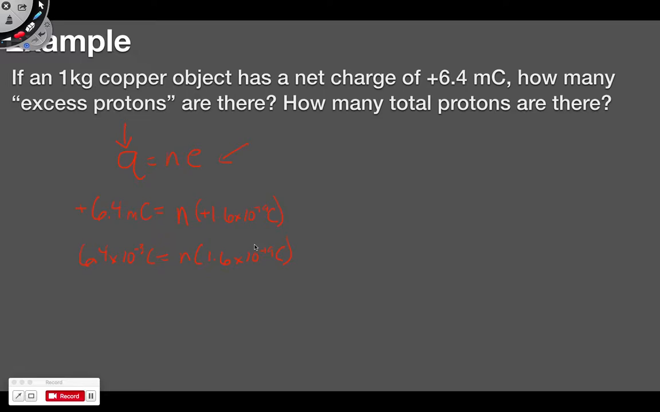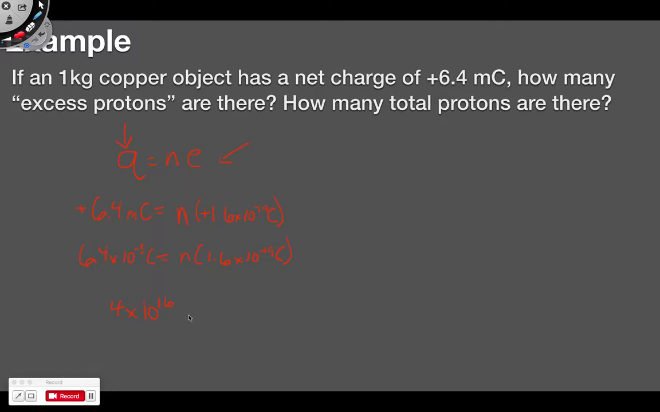So let's do it. 6.4 EE, you gotta use your friend, the EE button, divided by 1.6 EE negative 19. Oh, I should have known that. Yeah, 6.4 divided by 1.6 is 4. And then you divide both sides by 10 to the negative 19th, which flips up and partially cancels, so it becomes 10 to the 16th. So 4 times 10 to the 16th is the answer.